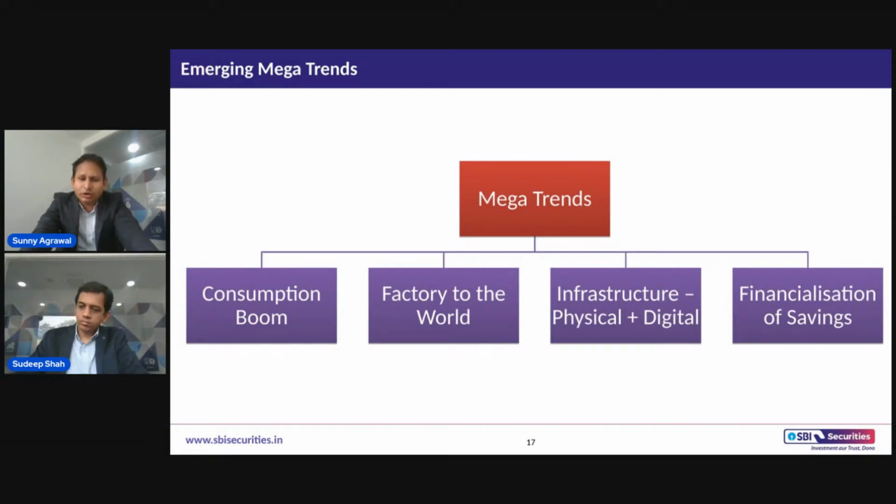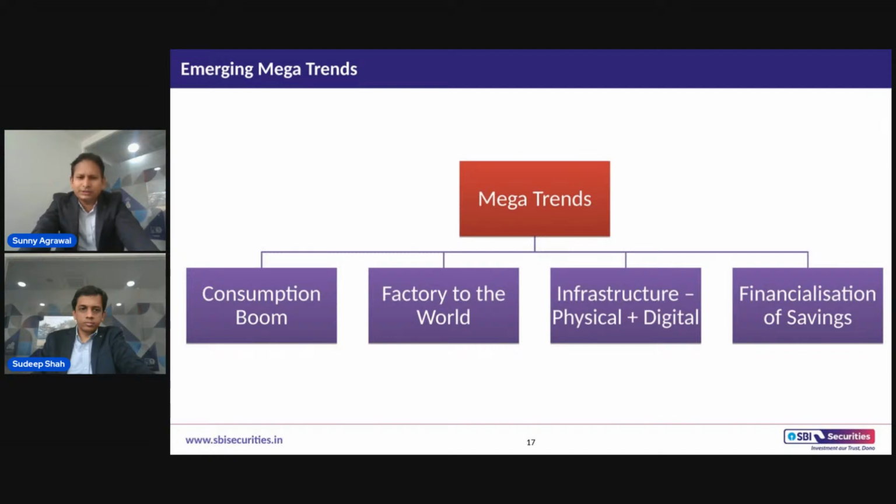And last but not least, financialization of savings. As we all know, we are gradually shifting our hard-earned money from fixed assets like gold and real estate to various financial instruments, whether it is investing directly in the stock market, or indirectly through mutual funds or insurance schemes, or at the same time parking our money in banks in the form of FD, current account, or savings account. So financialization of savings is another mega trend that will pan out over the next 5 to 7 years.